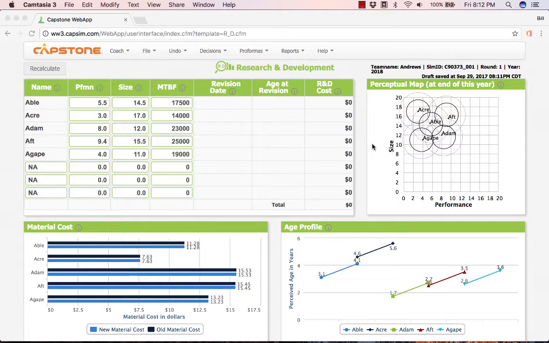At the beginning of the competition rounds, which are going to be starting next week, everything will reset back to square one. So just as it was at the beginning of the practice rounds, so too it will be at the beginning of the competition round. So you've got a clean slate with which to begin.